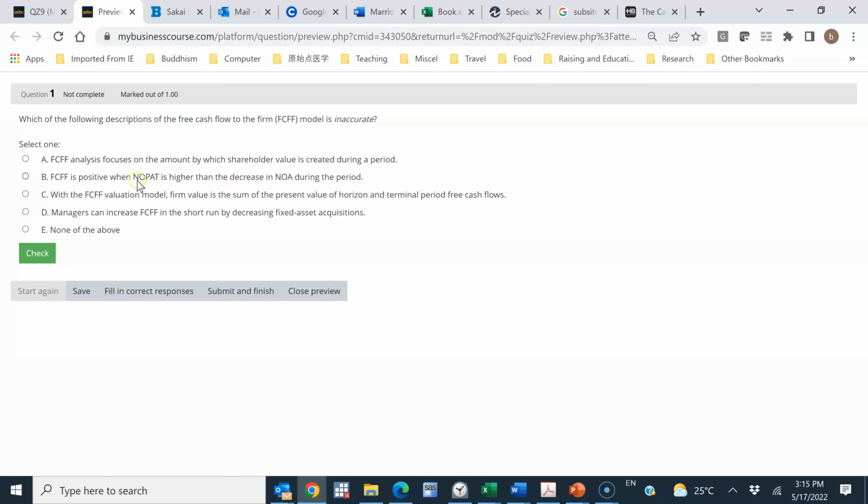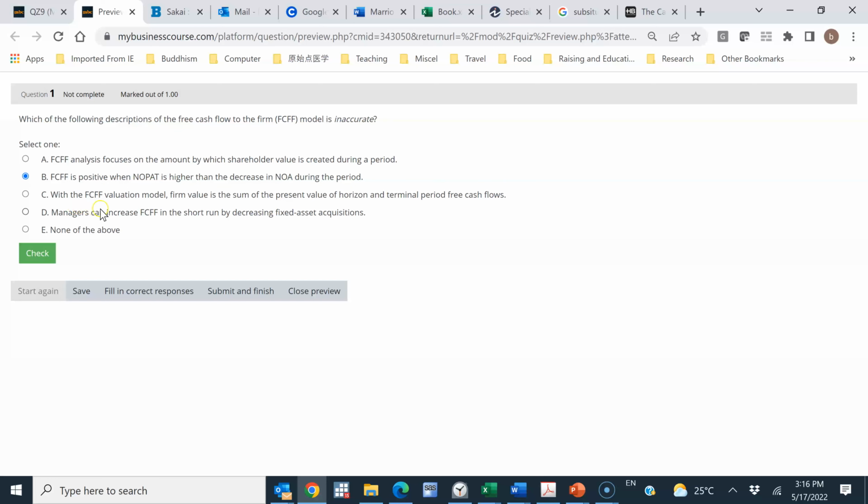Here it's FCFF is positive when NOPAT is higher than the decrease. It should be, if this changes to when NOPAT is higher than the increase in NOA during the period, then FCFF is positive, then this is correct. So right now it's inaccurate. So let's continue reading this to make sure that this is the only right answer.